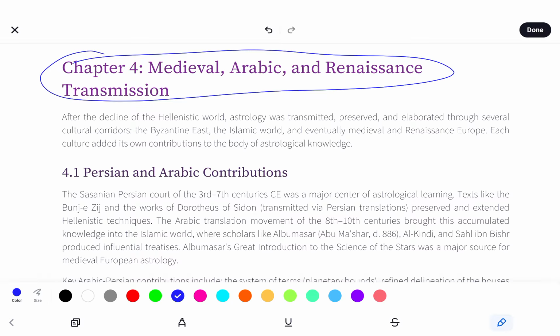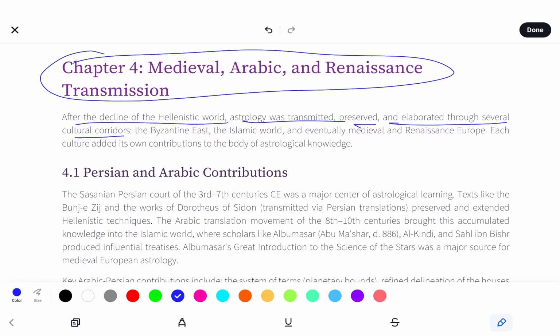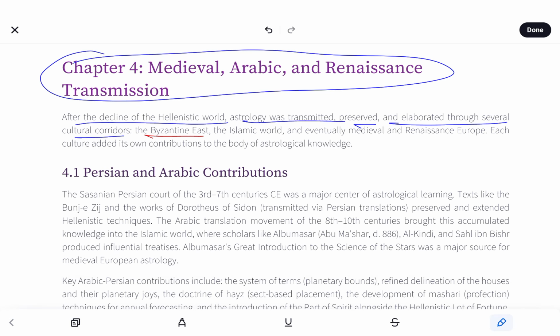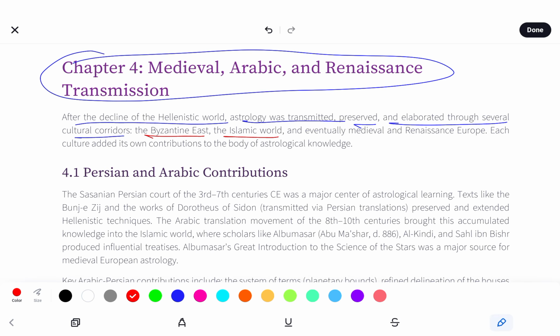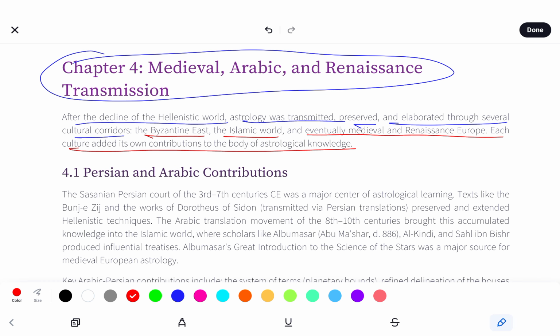Alrighty. So, after the decline of the Hellenistic world, astrology was transmitted, preserved, and elaborated through several cultural corridors: the Byzantine East, the Islamic world, and eventually medieval and Renaissance Europe. Each culture added its own contributions to the body of astrological knowledge.